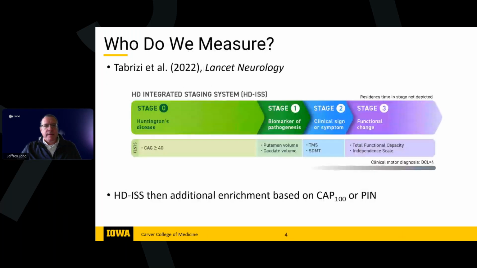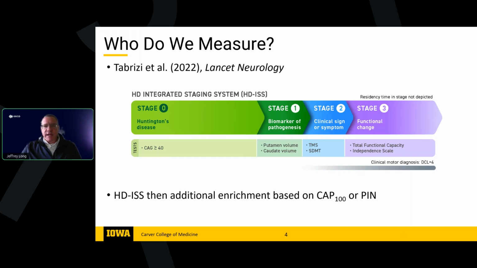So in terms of who do we measure, well, the recommendation is to start with the HD Integrated Staging System, which you see there with its 4 different stages. And today I'm going to focus on stage 2 and into early stage 3. This is the recommended interval of progression that might be most appropriate for current clinical trials, in that clinical variables are moving, but people have a reasonable amount of quality of life that might be preserved via treatment.